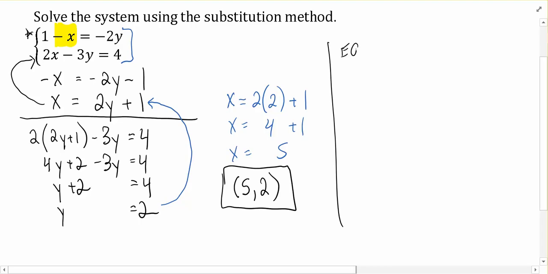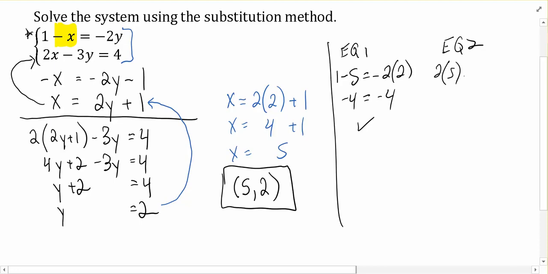If we check equation 1, we replace the x's with a 5 and the y's with a 2. 1 minus 5 is -4. -2 times 2 is -4. That checks out. With equation 2, we have 2 times the x value minus 3 times the y value, which is supposed to equal 4. That's 10 minus 6, which is 4. That checks out as well. So (5, 2) is in fact the correct answer.